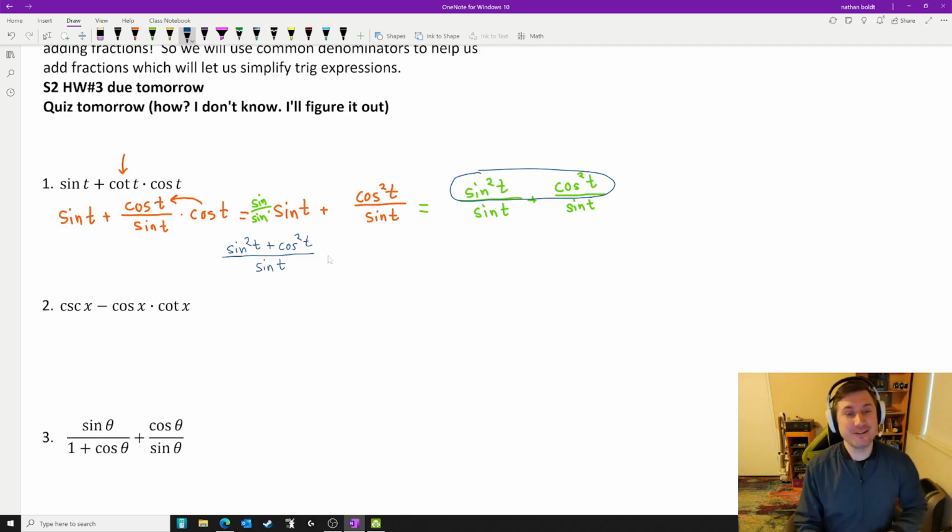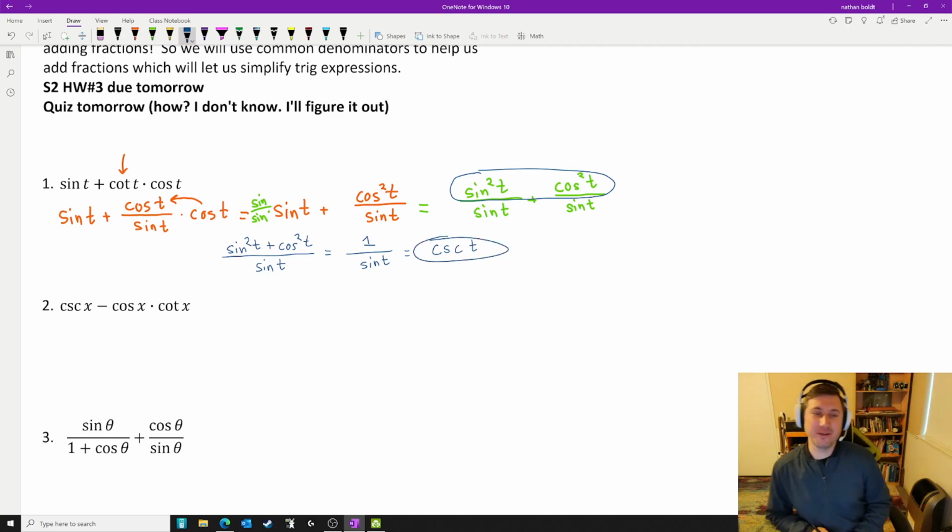The numerator, hopefully you're recognizing that one by now. Sine squared plus cosine squared is 1 over sine. And 1 over sine is simply cosecant. And there we have it. So that whole thing simplifies down to cosecant.